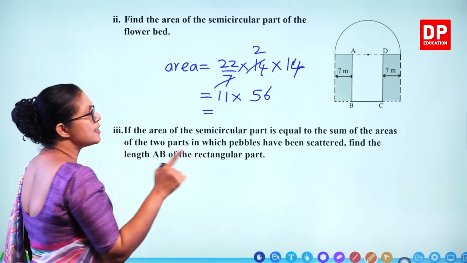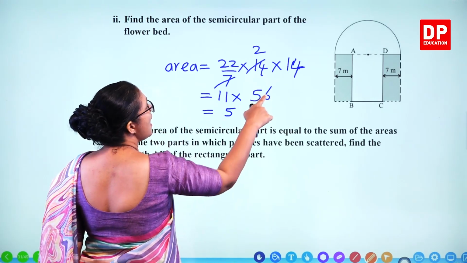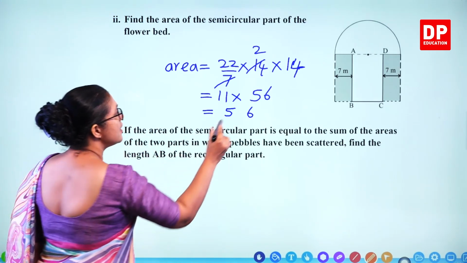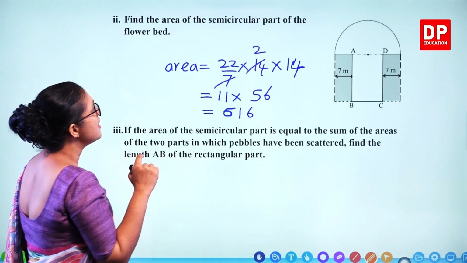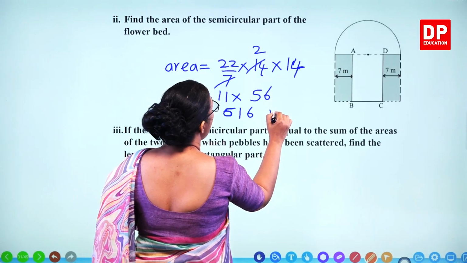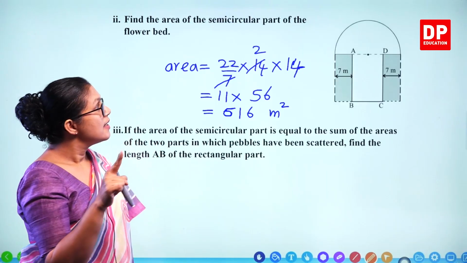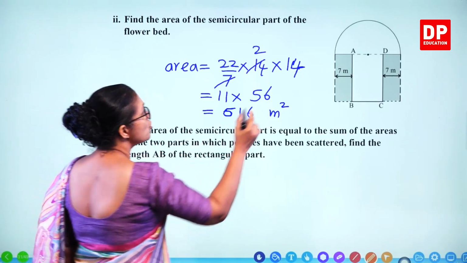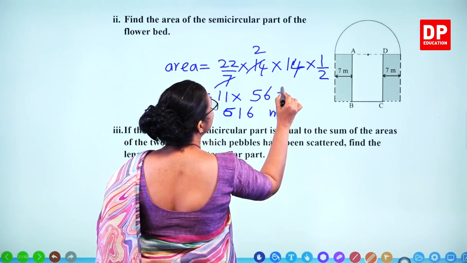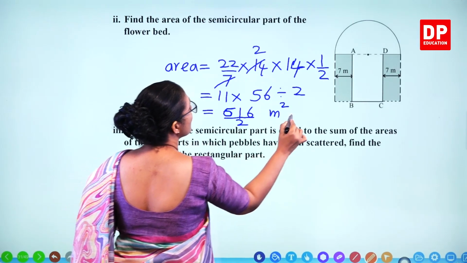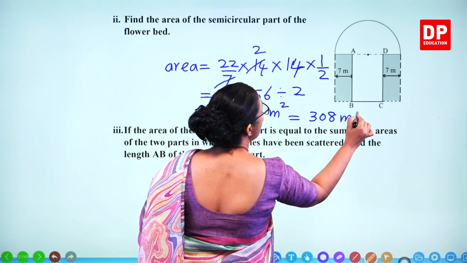Because I can easily multiply 56 by 11. So 5 and 6 you separate out, and 6 plus 5, 11. 1 here and you have to add 1 there. So 616 square meters is the area of the circle. We forgot to divide this by 2. So you have to divide this by 2. 308 square meters.